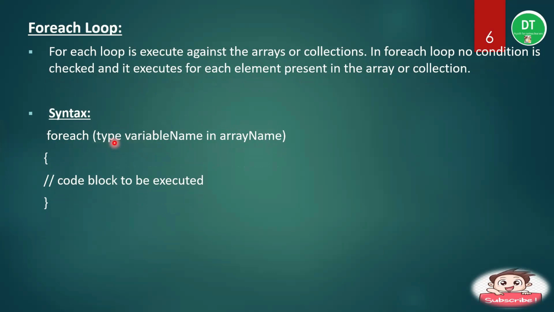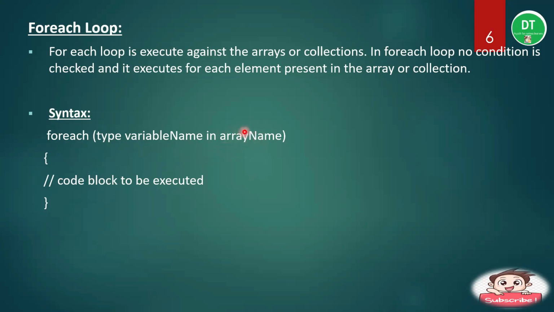Here type is the data type of this variable, like int i in arr. Suppose we have an integer array, so we take int i in arr, where arr is the name of the array. It will go through the elements and execute until all the elements are finished.